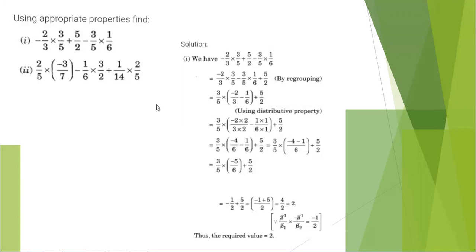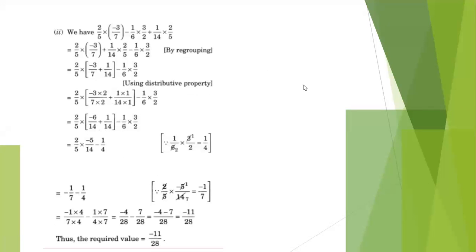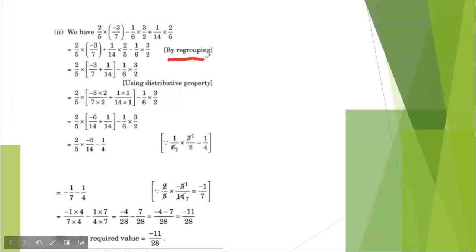So let's see the solution. Here I'll have the solution displayed for you. First, as usual, we'll be doing the regrouping property or the commutative property. As you can observe in the question, all are multiplication. So how do we regroup or use the commutative property? Which term is first? That's very easy.